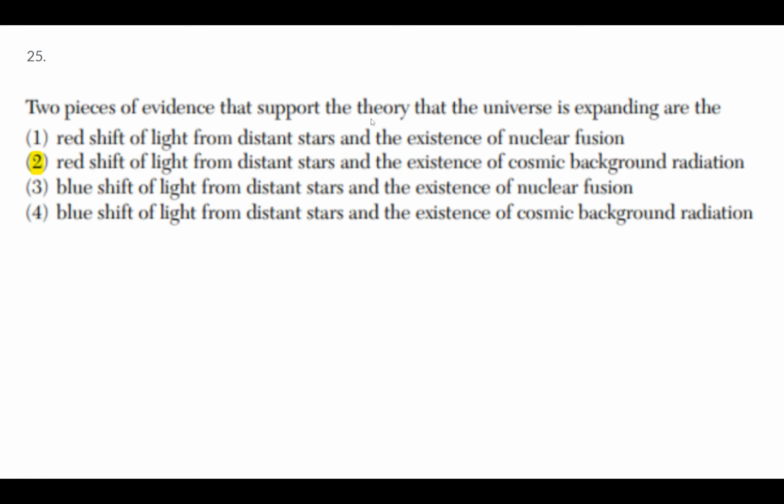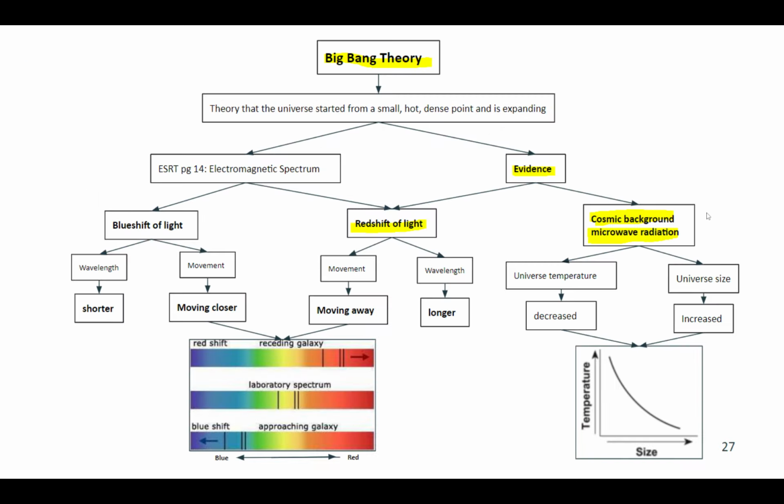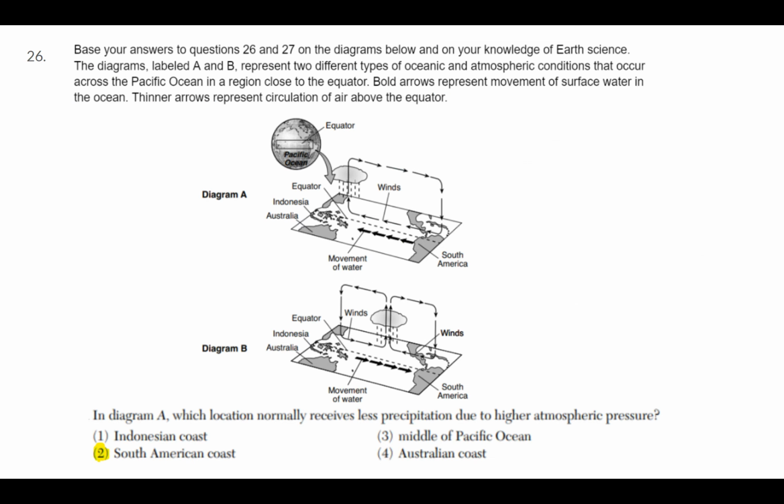Two pieces of evidence that support the theory that the universe is expanding are the number two, redshift of light from distant stars and the existence of cosmic background radiation. If you go on your Regents Review packet, page 27, Big Bang Theory, the two evidences we have are the redshift of light and microwave background radiation.